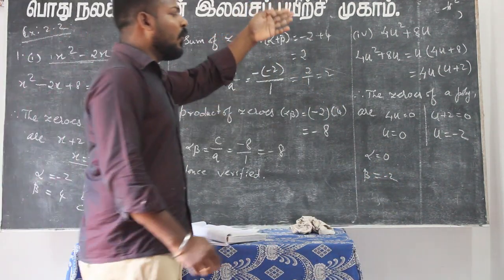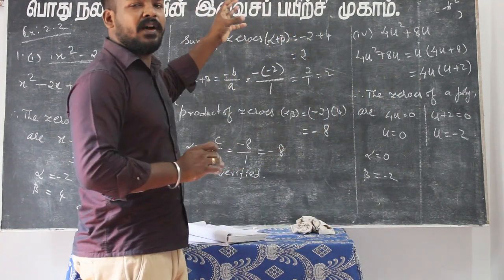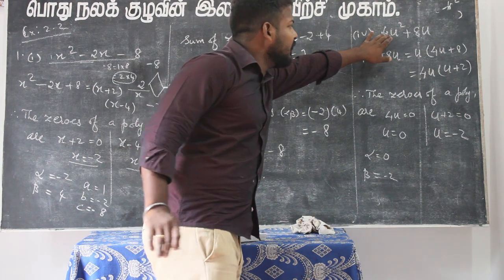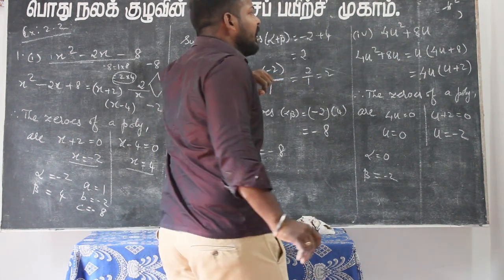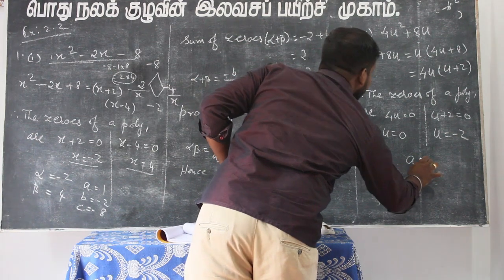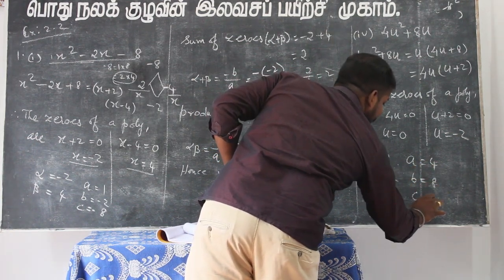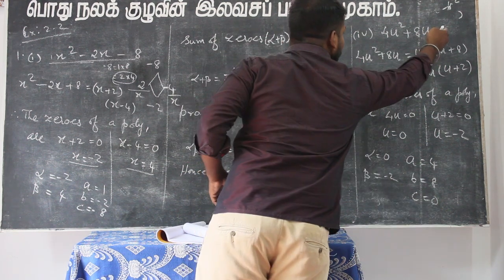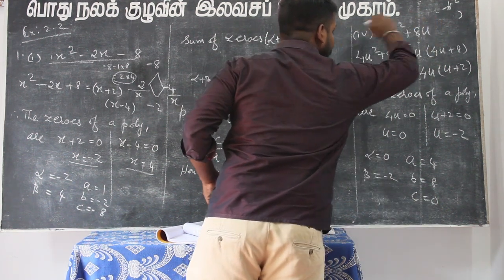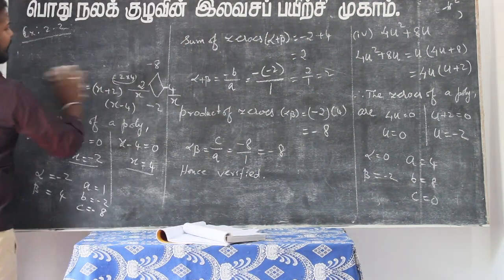So what about your coefficients? Comparing the general form of the quadratic polynomial and this polynomial, your a is equal to 4, your b is equal to 8, and your c is not given here. If the constant term is not there, you take the value as 0. So what will you get here?